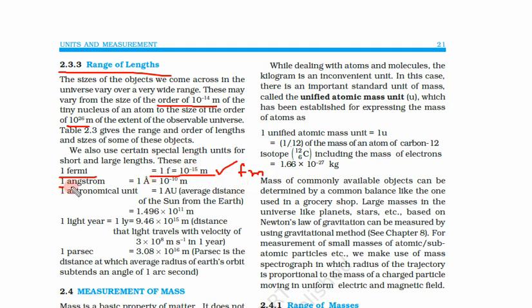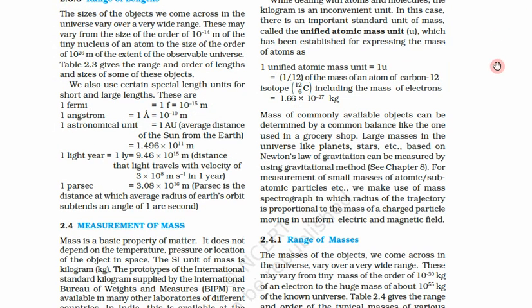Next smaller size is 1 angstrom. 1 angstrom is equal to 10 to power minus 10 meter. So we have already learned about these units. 1 Fermi or femtometer is 10 to power minus 15 meter, and 1 angstrom is equal to 10 to power minus 10 meter. So these are very small units to describe very small sizes. Fermi is generally used to tell the size of the nucleus, and angstrom is generally used to tell the size of an atom or a molecule.